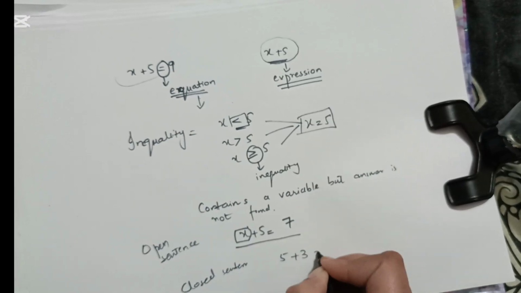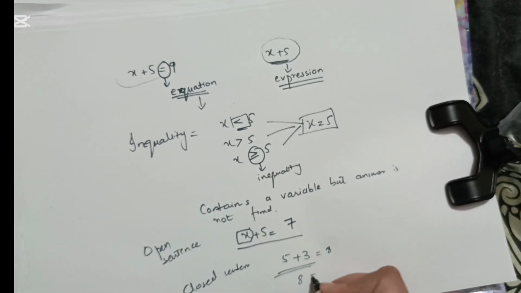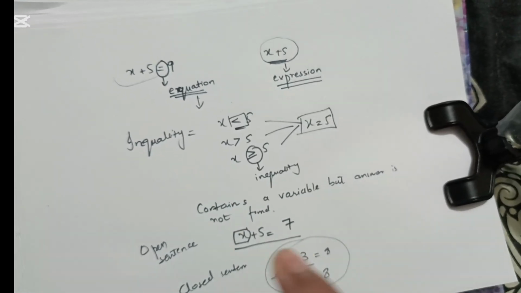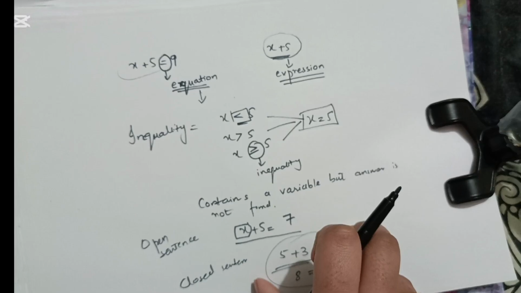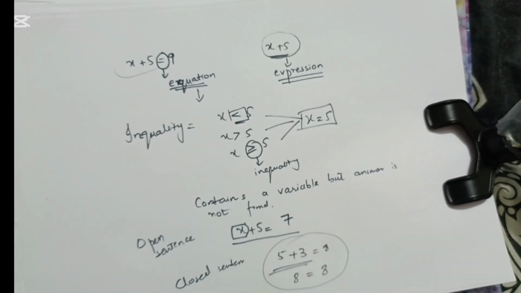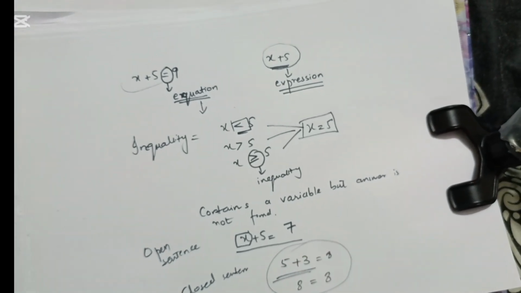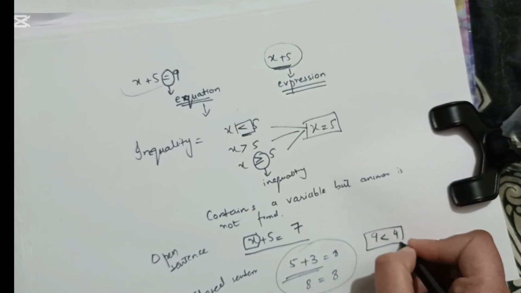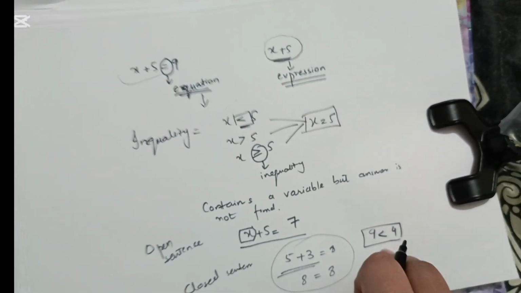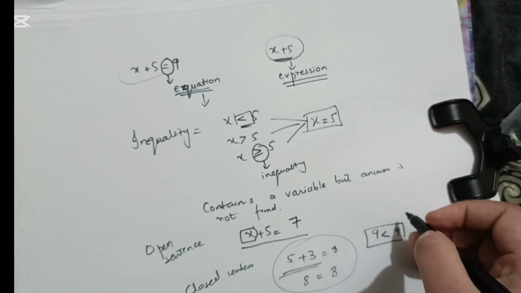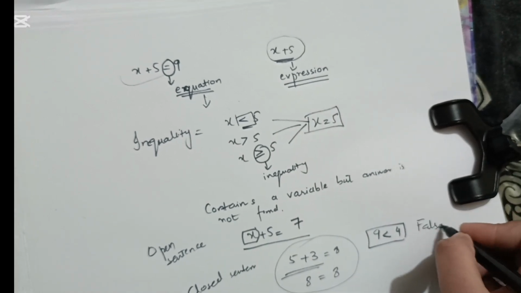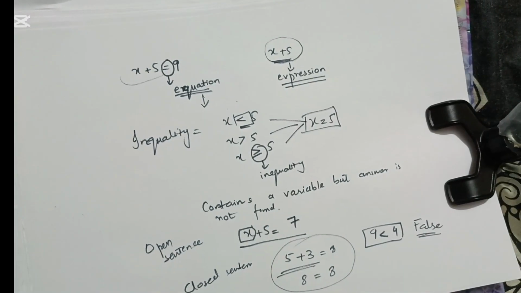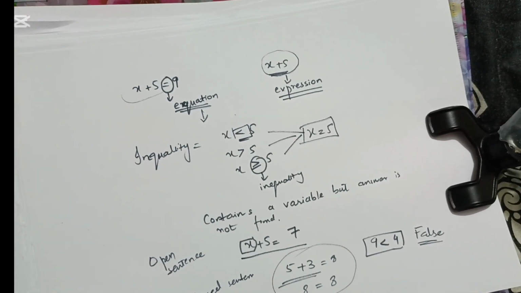A closed sentence is 5 plus 3 equals 8. Very clear statement, 8 is equal to 8. It means there is no doubt about it. We have found the answer, we have proven it. Okay, 5 plus 3 equals 8 is a closed sentence. If I am saying 9 is less than 4, it is also a closed sentence, because there is no doubt that it is a false statement. Whether it is true or false, both are closed sentences.